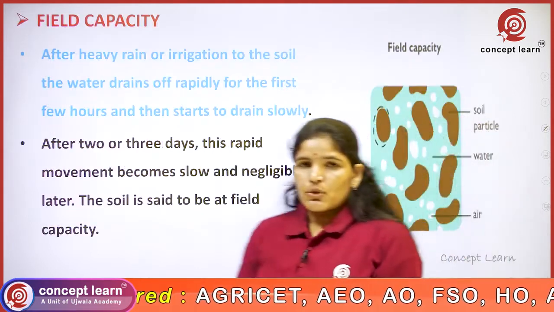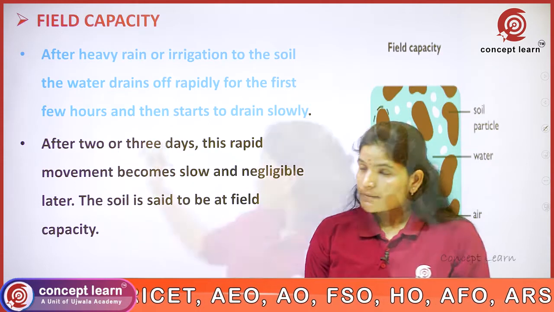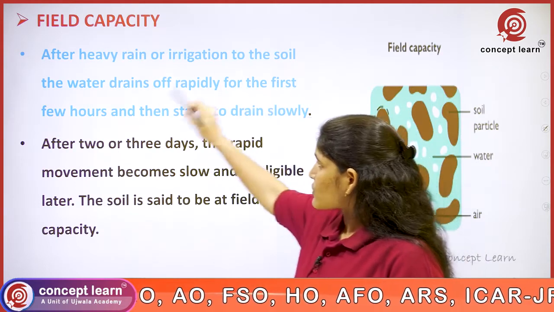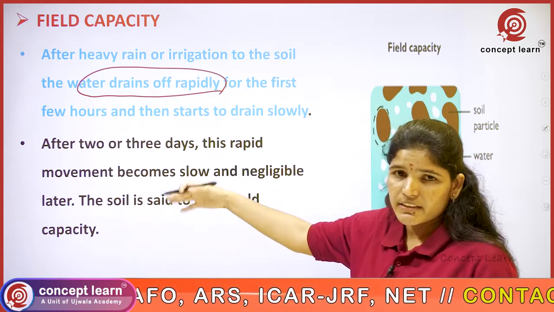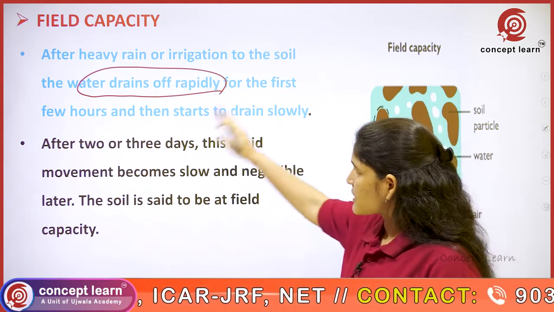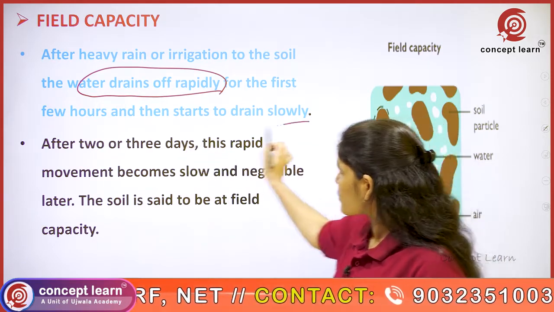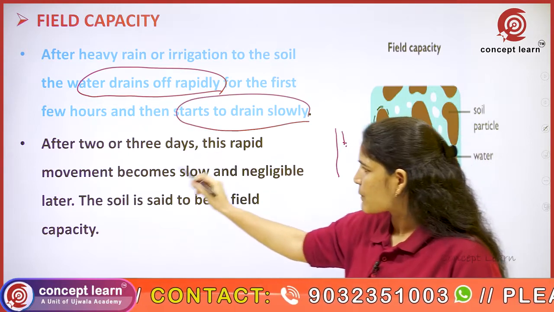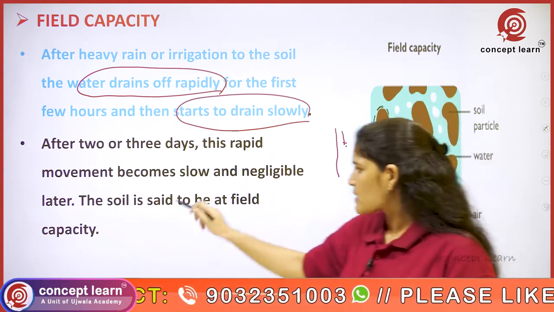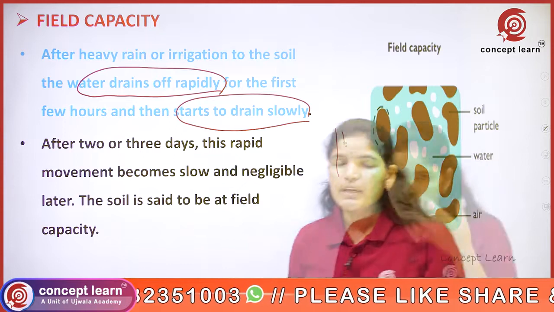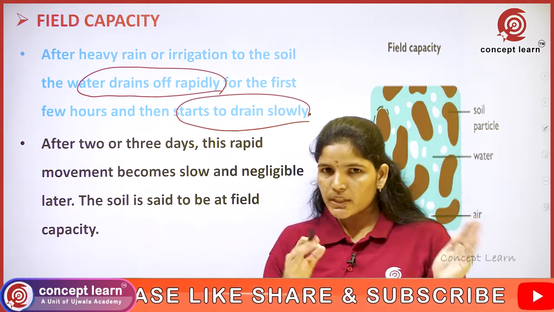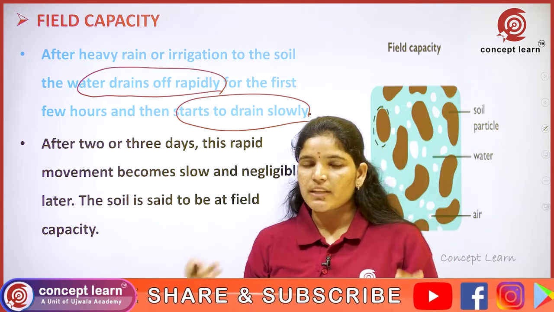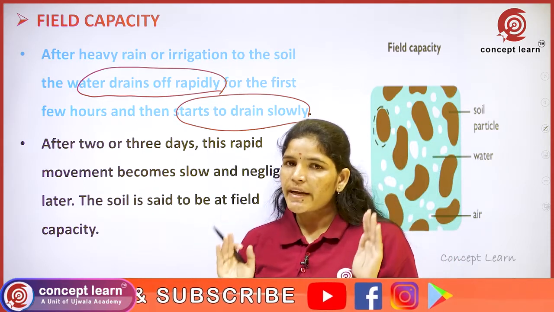The next important soil moisture constant is field capacity. After heavy rain or irrigation to the soil, the water drains off rapidly. That means when heavy rain comes, the water soaks in immediately for the first few hours and then starts to drain slowly. After 2 to 3 days, this rapid movement becomes slow and negligible. The soil is said to be at field capacity. When drainage or water movement has completely stopped, 2 to 3 days after irrigation or heavy rain, the soils are said to be at field capacity.